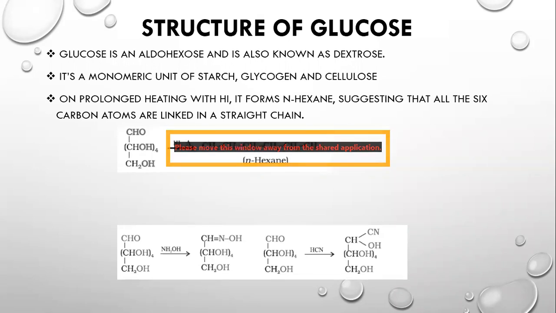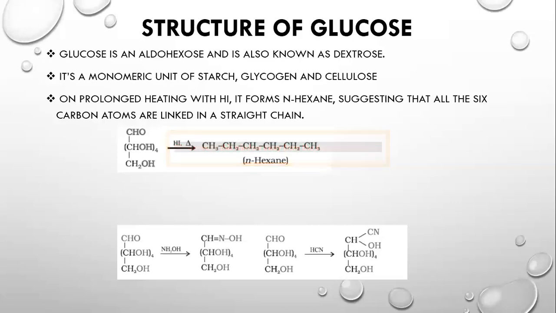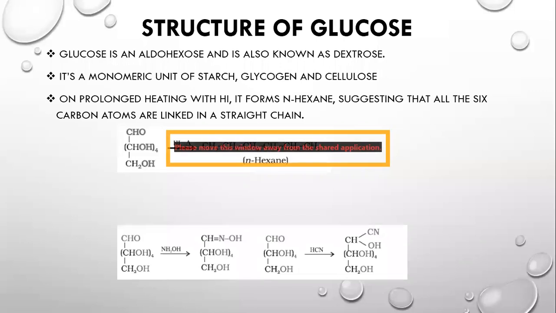One, two, three, four, five, six, seven, eight. So if you are adding 8 hydrogens, it will give the structure CH3 single bond CH2 single bond CH2 single bond CH2 single bond CH2 single bond CH3. So the number of hydrogens added is eight. That's why you can say the structure is n-hexane.